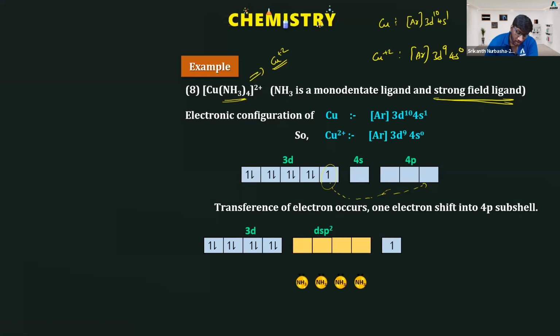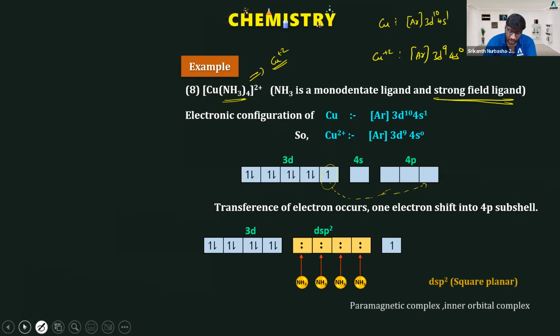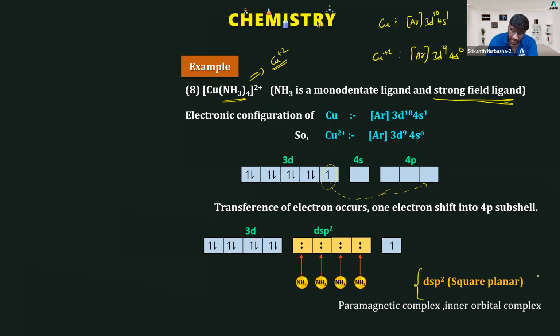So now ammonia, 4 ammonia will be donating electrons to the 4 dsp2 hybrid orbitals. So dsp2 means square planar. If you do not do the transference of electron, you will write sp3 and you will write tetrahedral, which is wrong. And it is paramagnetic. Yes or no? It is a paramagnetic complex because we have unpaired electron.